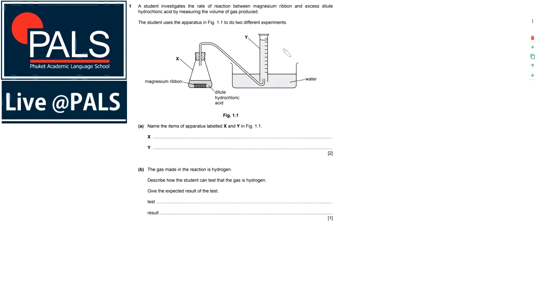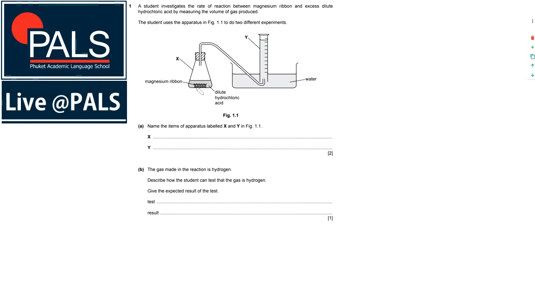So the first question here is: a student investigates the rate of reaction between magnesium ribbon and excess dilute hydrochloric acid by measuring the volume of gas produced. The student uses the apparatus in figure 1.1 to do two different experiments.